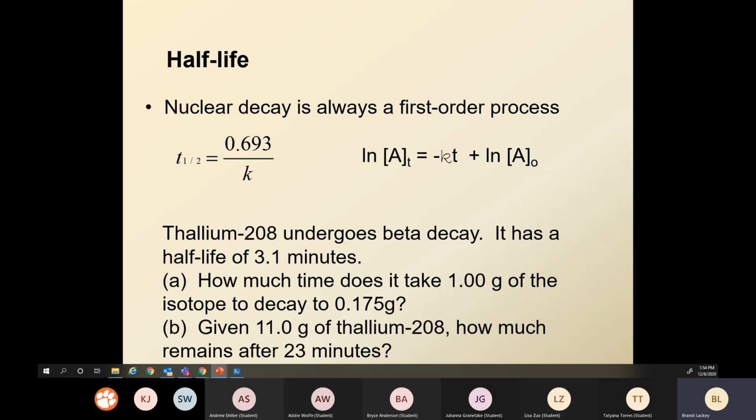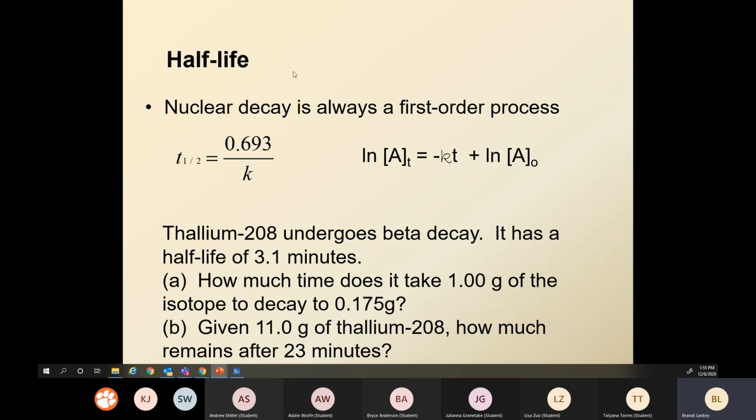Now, one thing to note is that K always had seconds as part of its unit whenever we were finding K earlier. So we would need to change that 3.1 minutes into seconds to plug it in.